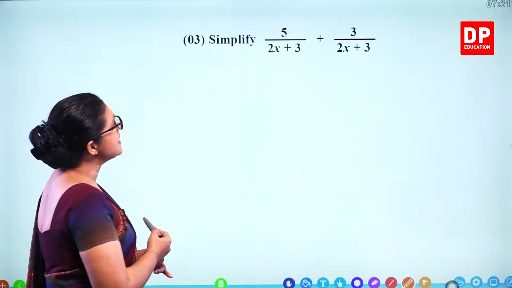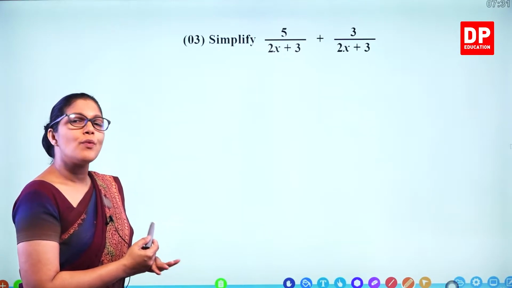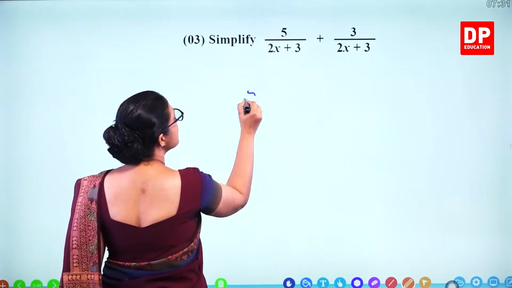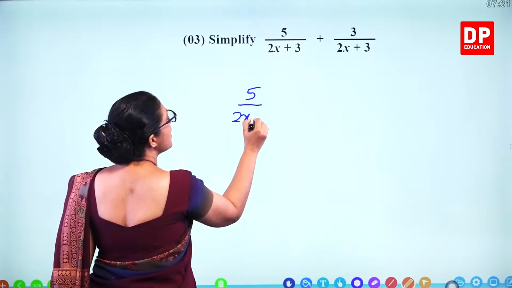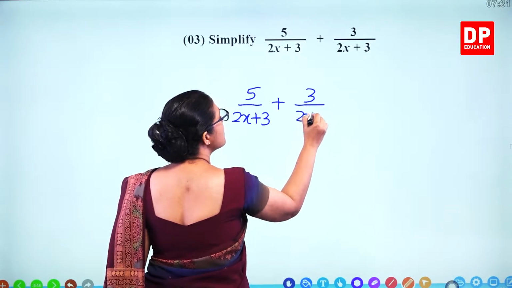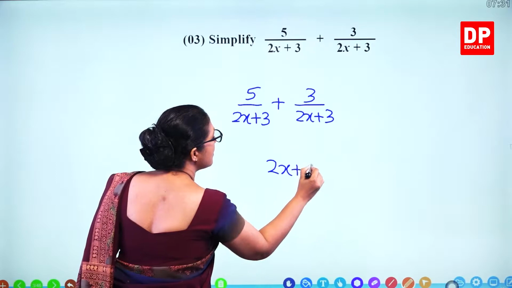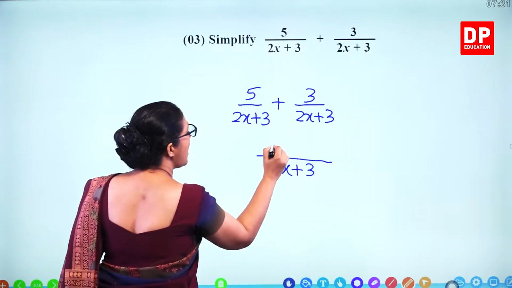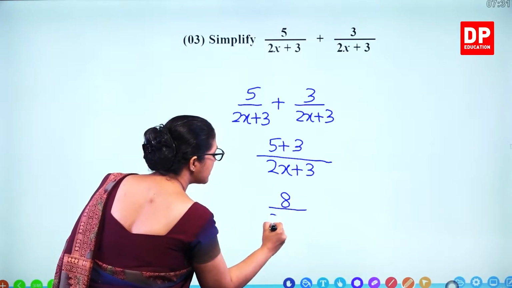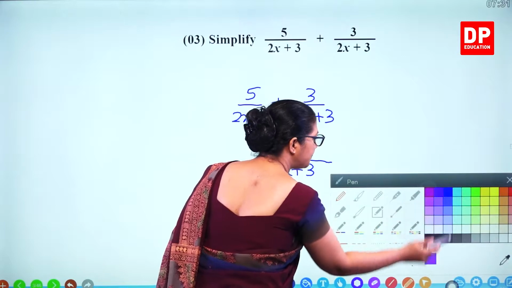Question number 3, simplify algebraic fractions. Same denominator, so what do you do? You can just add the numerators. 5 over 2x plus 3, and 3 over 2x plus 3. Then keep the same denominator, just add the numerators. 5 plus 3 becomes 8. 2 marks for that.